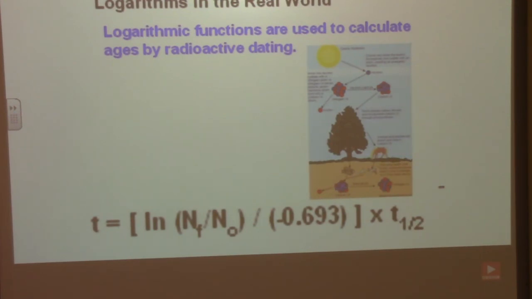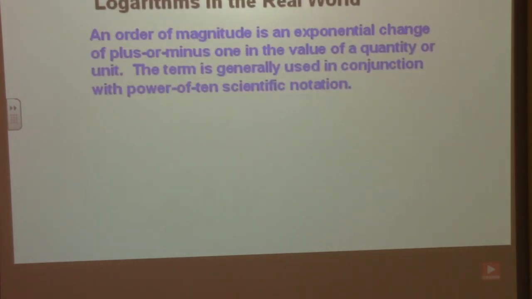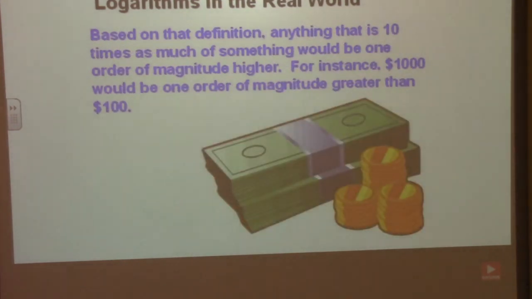An order of magnitude is an exponential change of plus or minus 1 in the value of a quantity or unit. The term is generally used in conjunction with power of 10 scientific notation. Based on that, anything that is 10 times as much of something would be 1 order of magnitude greater. For instance, $1,000 would be 1 order of magnitude greater than $100.